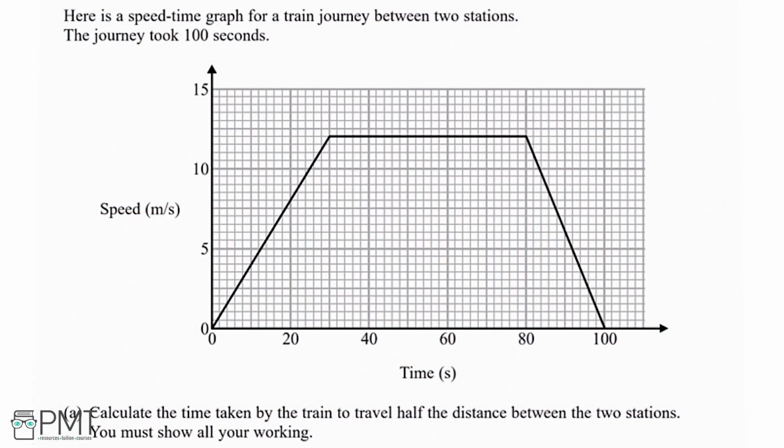Here is a speed time graph for a train journey between two stations, and the journey took 100 seconds. In part A, we need to calculate the time taken by the train to travel half the distance between the two stations, showing all of our working. The first thing we need to know is that on a speed time graph, the distance is the area beneath the graph. So how are we going to do that?